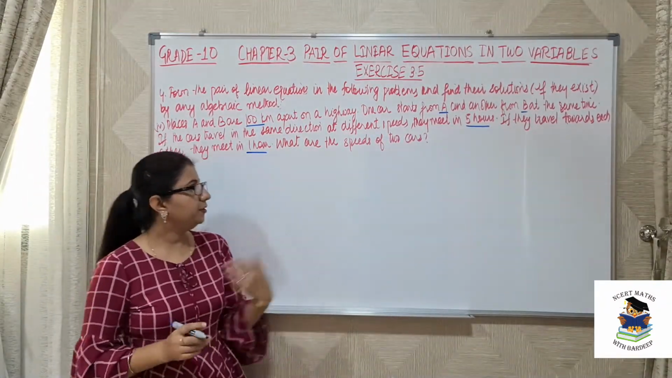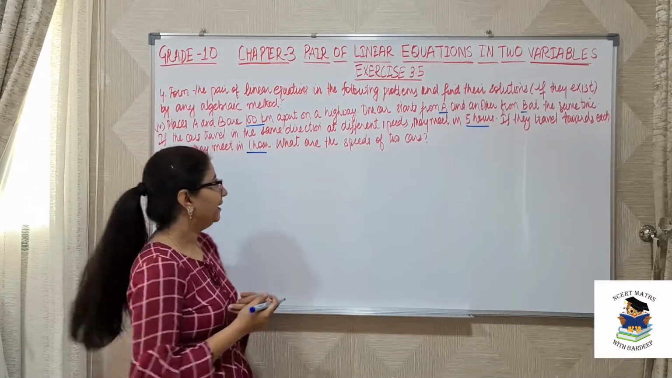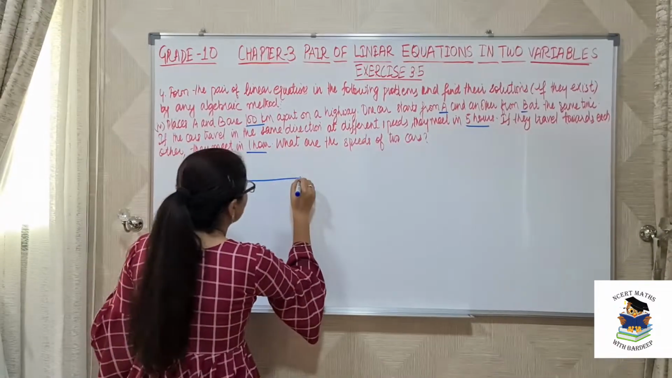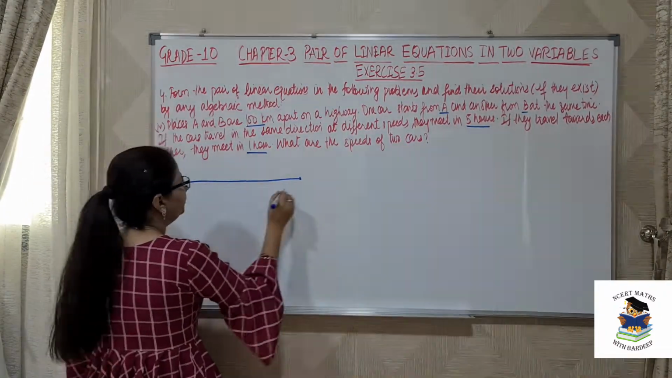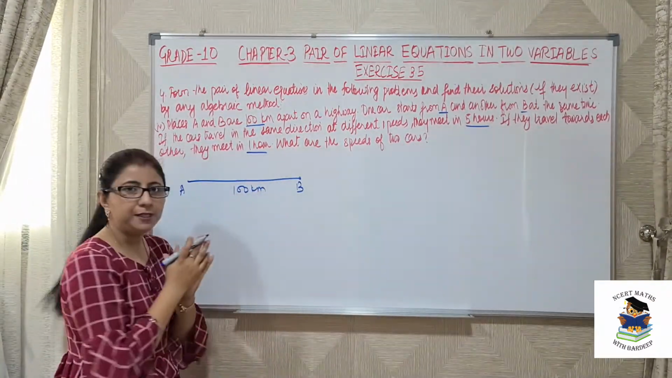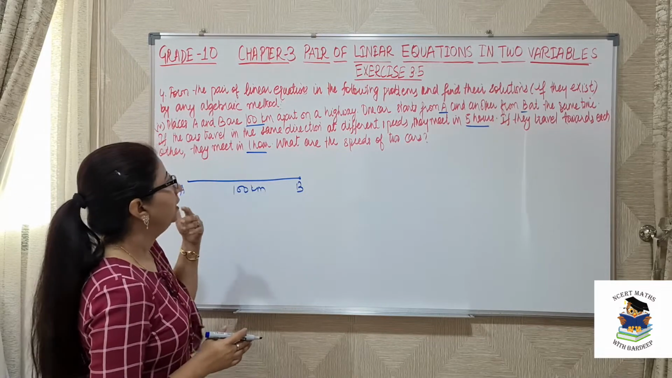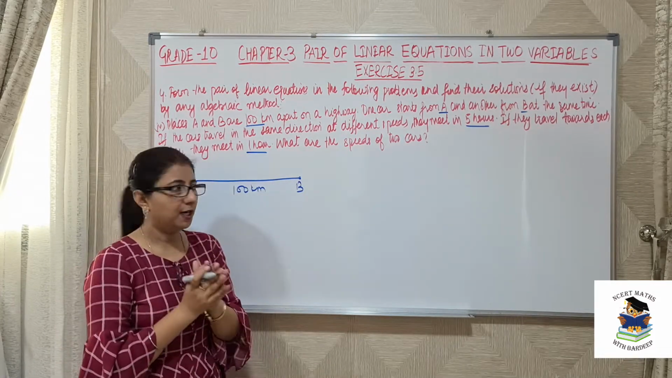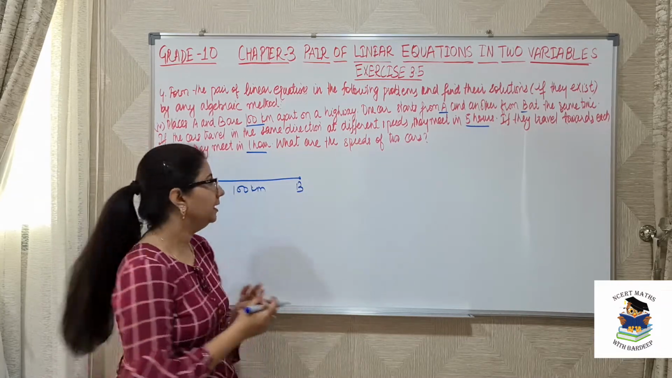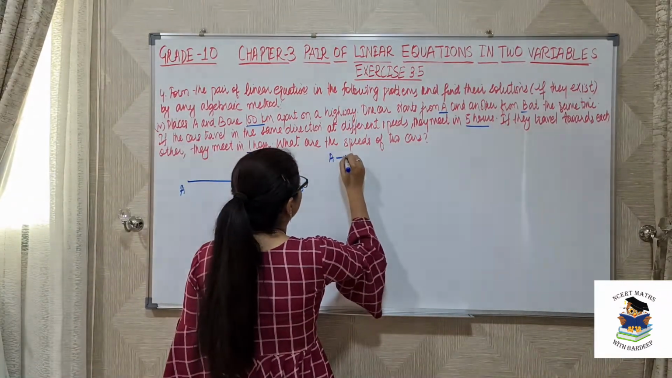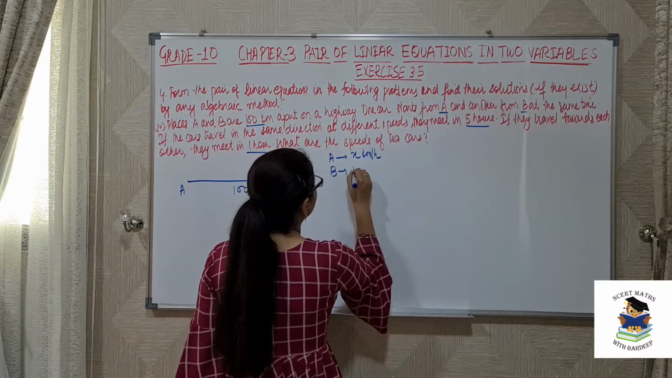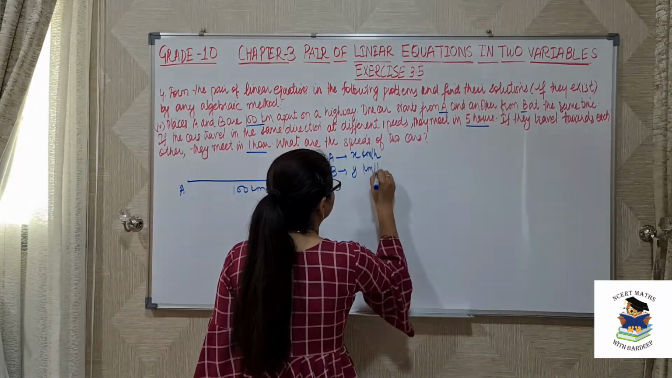So this question is a little bit complicated. So let's understand this. We have a distance of 100 kilometers between A and B. So first we should assume the speeds of the cars, because one car is starting from A and the second car is starting from B. So let the speed of car A be x kilometer per hour. For B, it is y kilometer per hour.